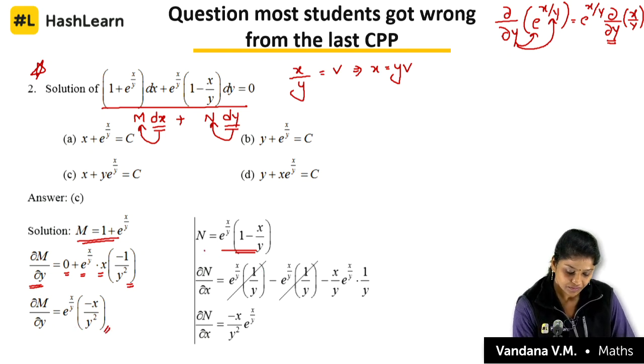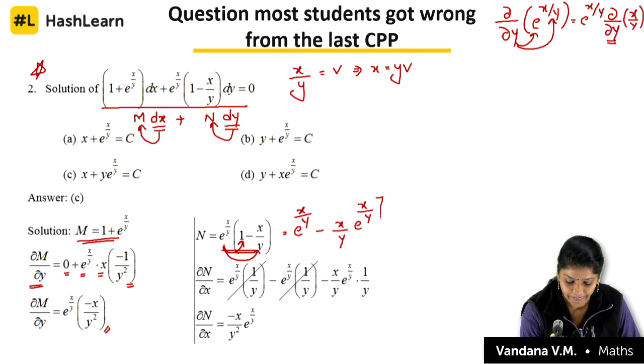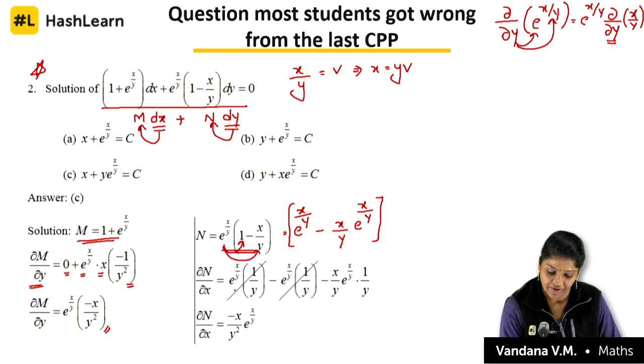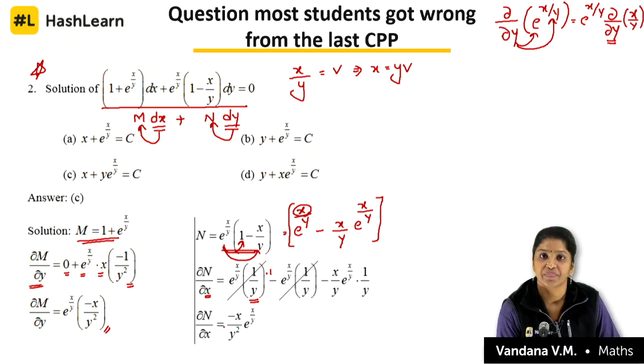Now move to ∂N/∂x. Multiply here, and we will get e^(x/y) - (x/y) e^(x/y). Now differentiate with respect to x, e^(x/y). 1/y is constant because I am differentiating with respect to x. If I differentiate the numerator x, I will get 1, so multiplied by 1 here.